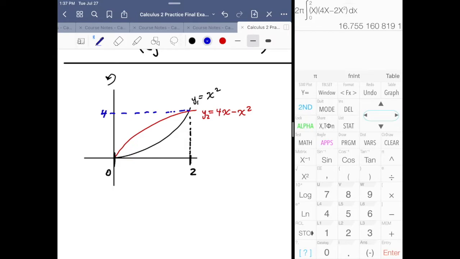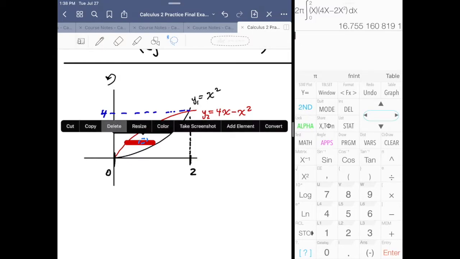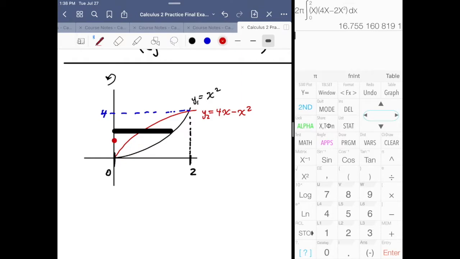So if I'm looking at an arbitrary rectangle with respect to the y-axis, I'd have to find the difference between the black one and the red one. Oops, I put my red one in the wrong place. If I can get it to look the way I want it to. There we go. So each of these are x values, corresponding with a dy.